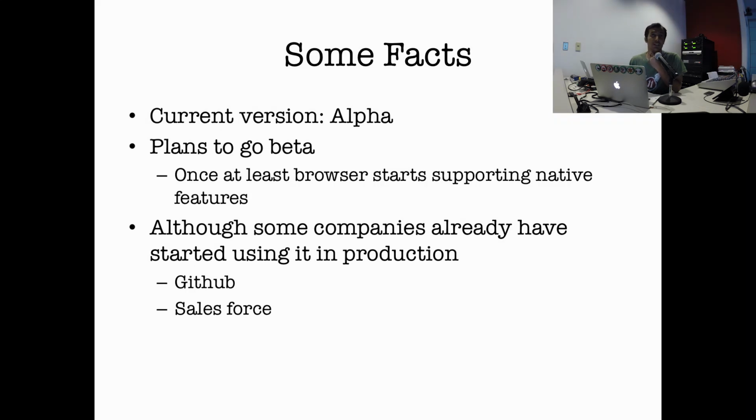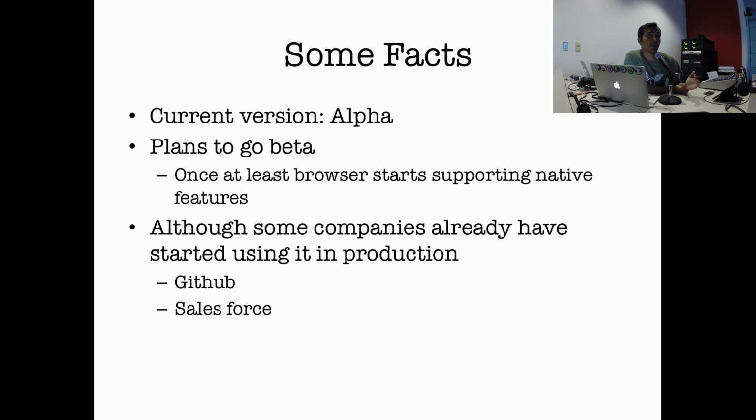All right, so the last slide I have is some facts about it, right? Currently Polymer is in alpha. I'm not sure, they might have gone beta, but I think this was about 2 months ago. They want to have at least one browser implement all the web specs before they go to beta. Hopefully, and I think Chromium is going to support it pretty soon, sometime this year. So it's going to go beta pretty soon.